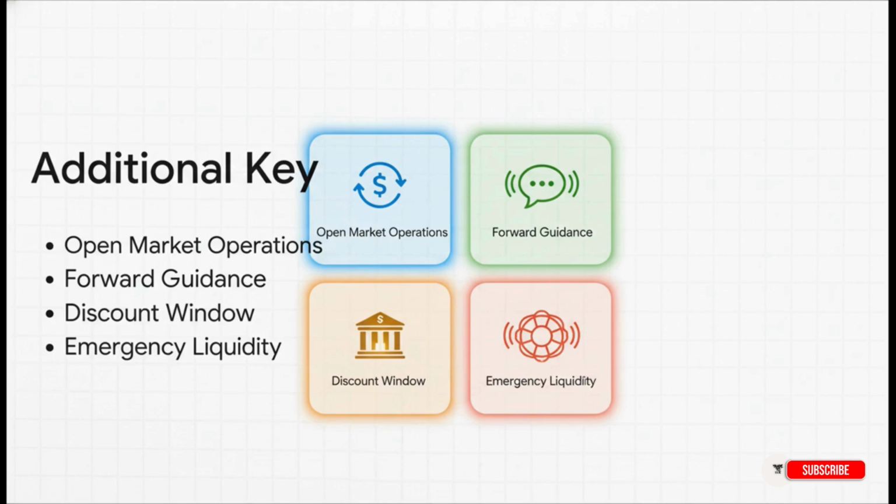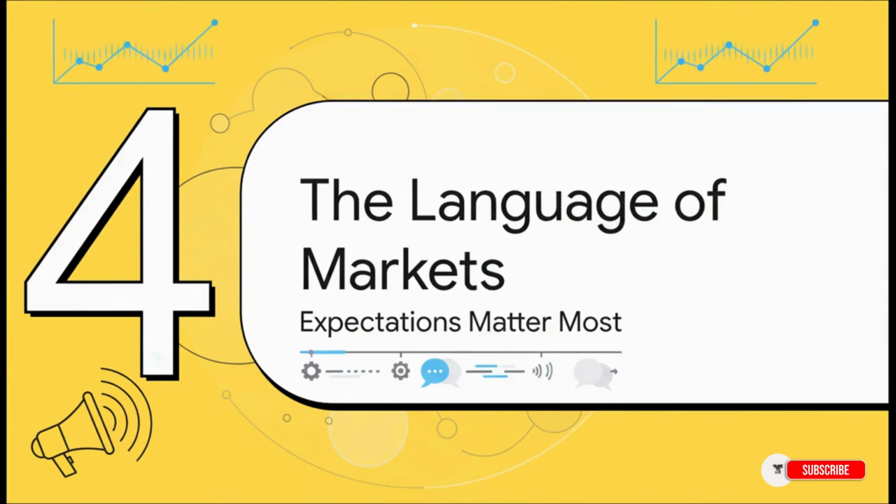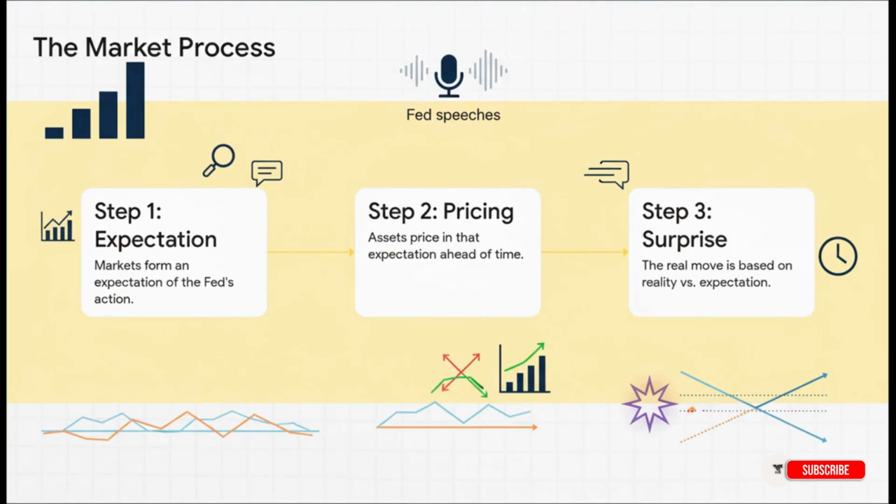And in a real crisis, the Fed can even invent new emergency liquidity facilities to stop specific markets from collapsing. And this brings us to a really crucial point, one that a lot of investors just completely miss. The Fed's power doesn't always come from what it does. It often comes from what it says it's going to do. The market is all about expectations. See, you've got to understand this.